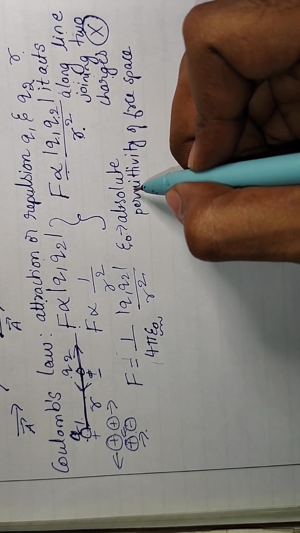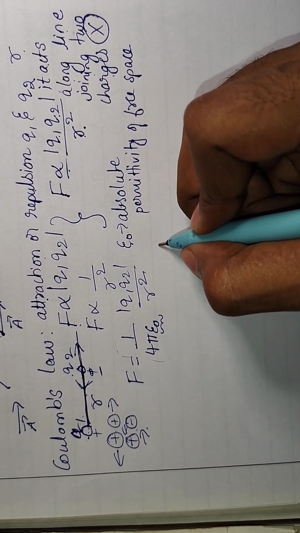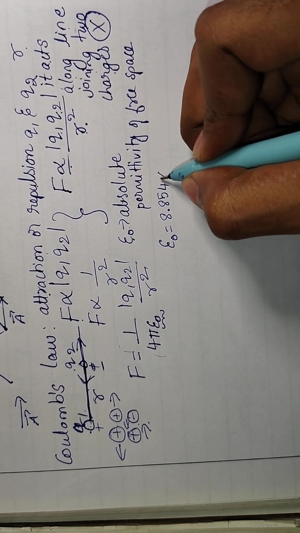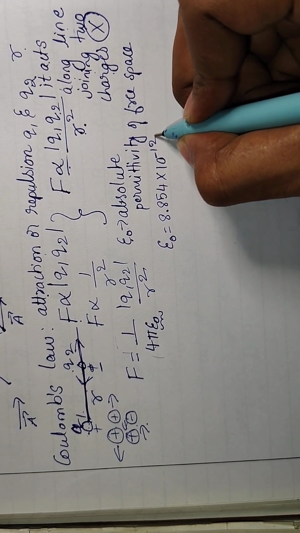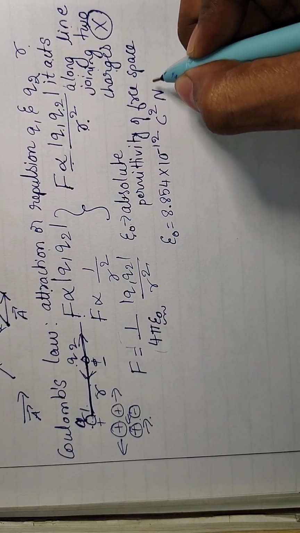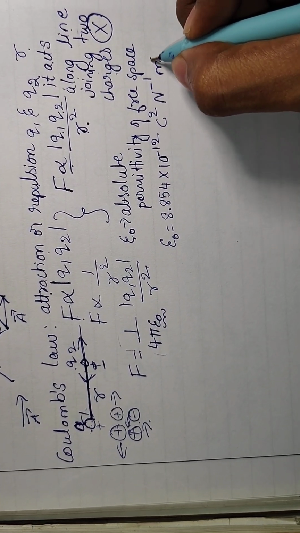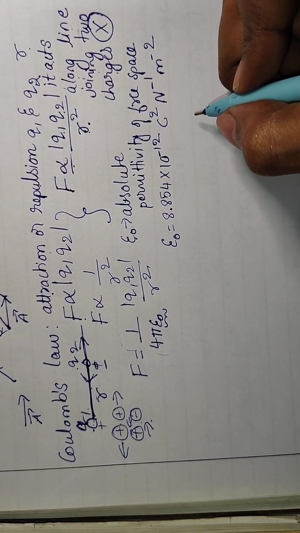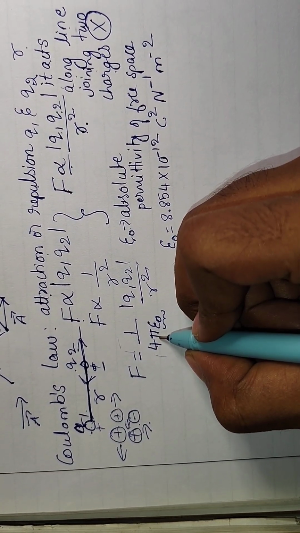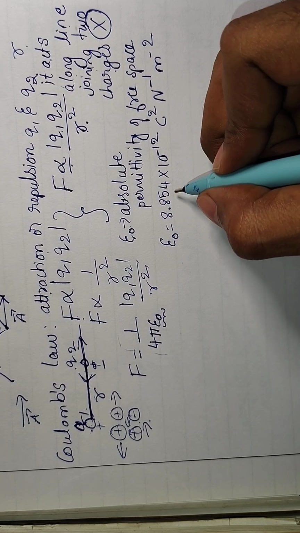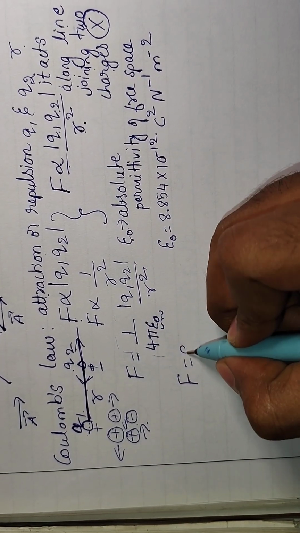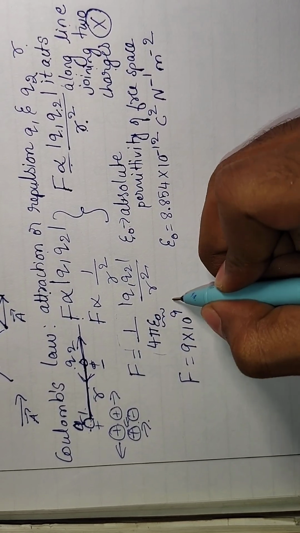Epsilon naught is called the absolute permittivity of free space, and its value is 8.854 into 10 power minus 12 Coulomb square per Newton per meter square. Now 1 divided by 4 pi is a constant, pi value is 3.14, and epsilon naught value is this much. So what happens if you substitute all those numbers? Then you will get this number, 9 into 10 power 9.